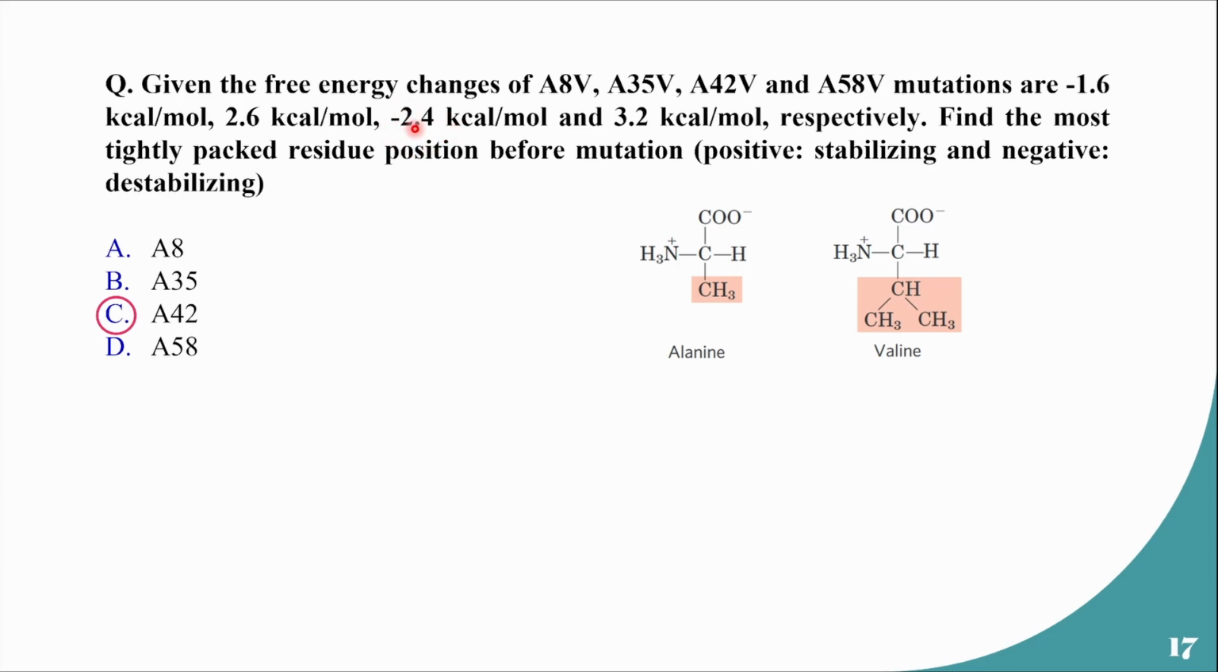Yeah, I see answer C in the chat as well. So basically, this one, alanine 42. It was the most tightly packed before mutation. Okay. So in the assignments or exams also, the sign convention should be provided, whether the positive value indicates stabilizing and the negative value indicates destabilizing, or it is vice versa in some other context. So there should not be much problem regarding the sign convention.